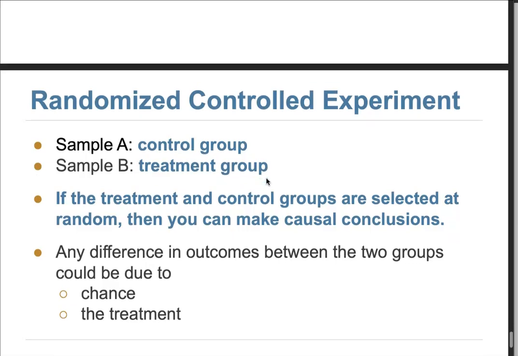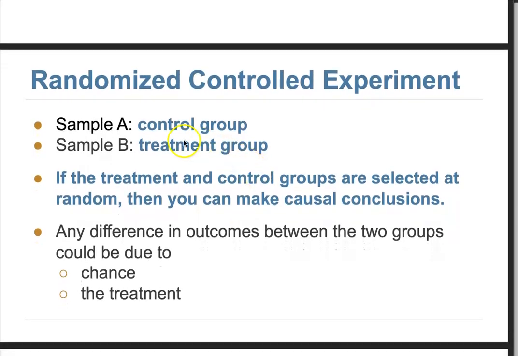It's very important when we do causality testing that we need a randomized controlled experiment. In this experiment we have two groups, so we say you have two samples, and that's why it's A/B testing. We have a control group and a treatment group, selected at random. Because they are selected at random, at the end, when we make the conclusion, we can say whether it is a causal conclusion or not. Any difference in outcome between the two groups is only due to chance or the treatment.